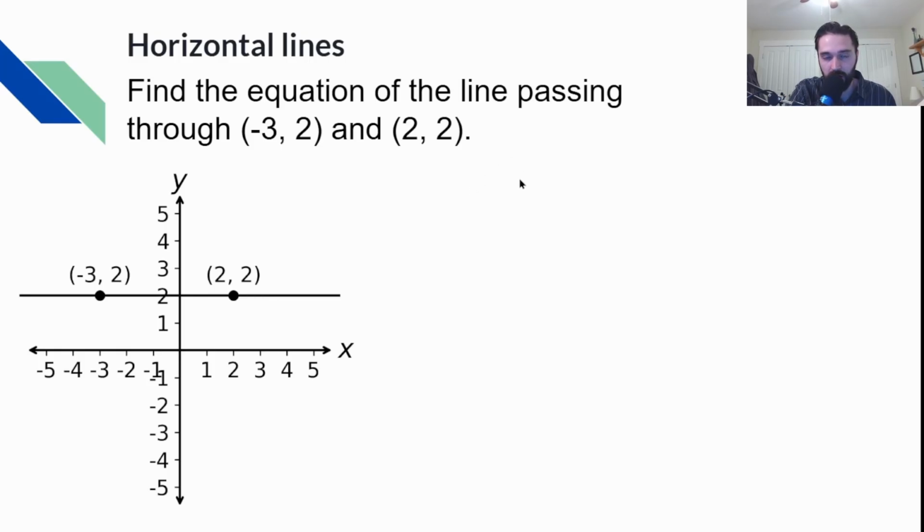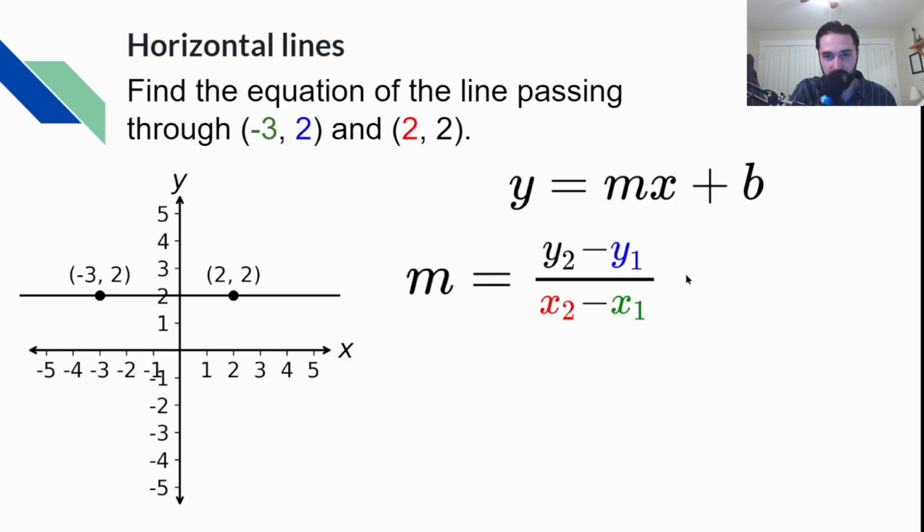So let's start with y = mx + b again. Let's see if we can find values for m and b. To find m, we need to use the slope formula again. So this is what we have. When we plug in the values, we have 2 in black minus 2 in blue, and that's over 2 in red minus negative 3 in green.